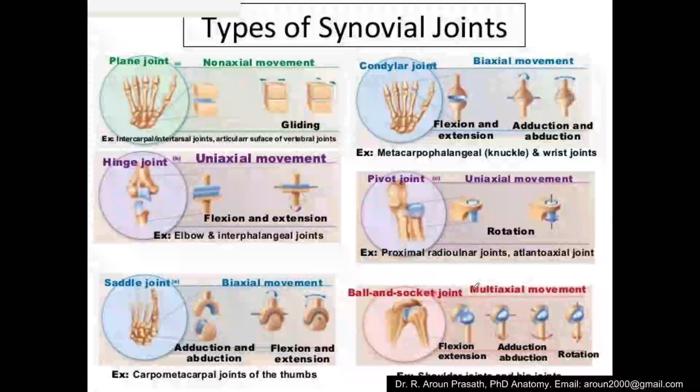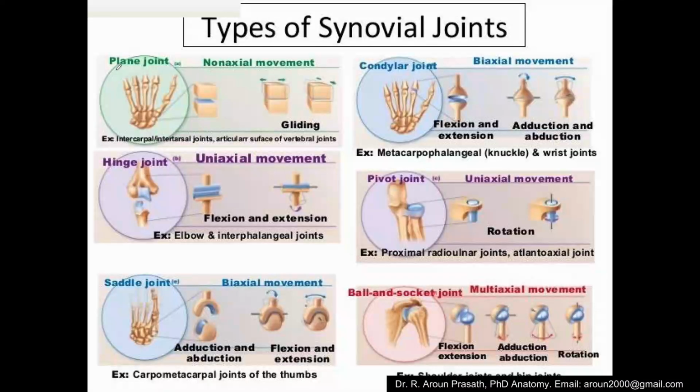The picture you can see here is an example of a plane joint, where the gliding movement takes place. You can see the arrow: the gliding movement is taking place to the left and right side. Then the hinge joint moves only in one direction, which we call uniaxial movement. It allows only flexion and extension. In the elbow you can flex and extend, that's all. That's the speciality of the hinge joint.